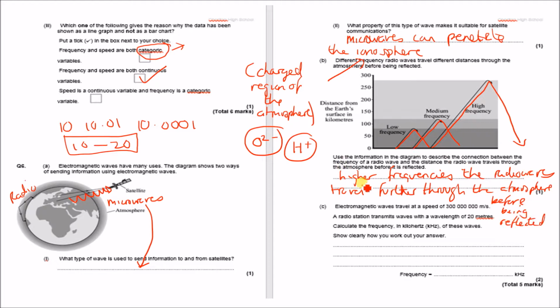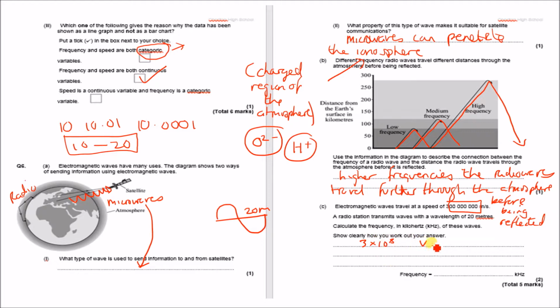Okay? Right, electromagnetic waves travel at 300 million meters per second. And remember, if we looked at this number, there are 8 zeros after the 3, so that is 3 times 10 to the 8 meters per second. A radio station transmits waves with a wavelength of 20 meters. So radio waves are the biggest waves in the electromagnetic spectrum, and from one point to another, that wavelength would be 20 meters. So we're now trying to calculate the frequency.